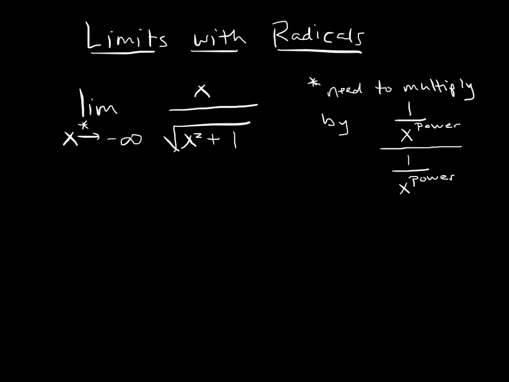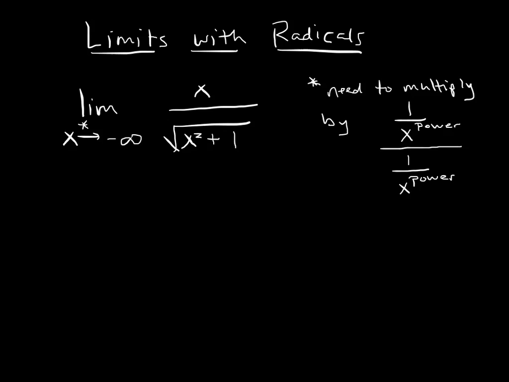Okay, limits with radicals can be tricky. The first spot where this specific problem can be tricky is that, because the limit's going to infinity or negative infinity, a bell goes off and you know that you need to multiply by 1 over x to the highest power, top and bottom, right? Here, though, what is the highest power is actually tricky.